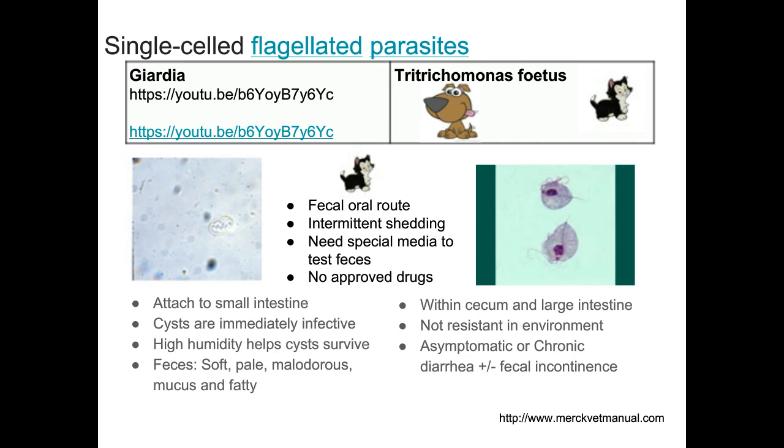So you'll have kind of a pale, malodorous, mucousy and fatty stool, usually diarrhea. You'll see that in people and along with animals, or you might not see anything. It might just be a coincidental finding that you have Giardia. And then same with Trichomonas, you might not see anything, or you can have chronic diarrhea and fecal incontinence.